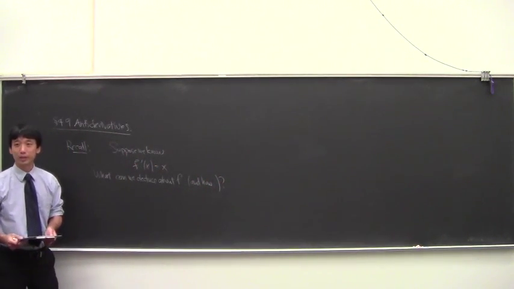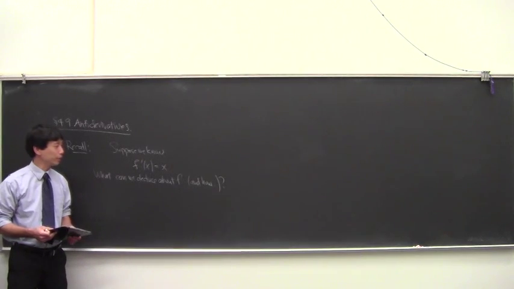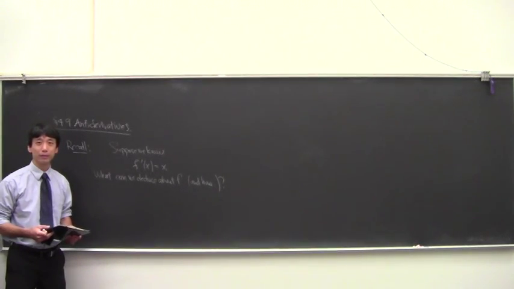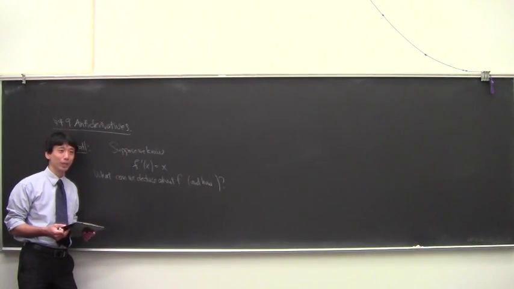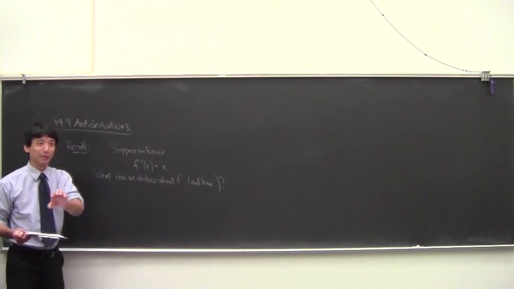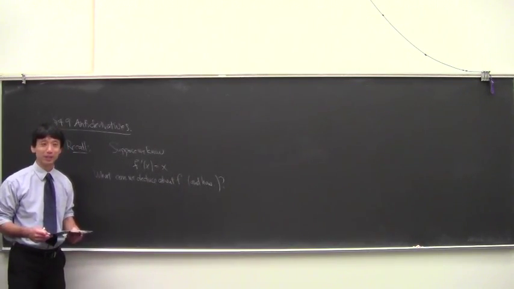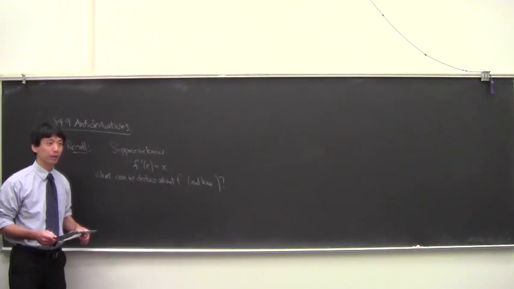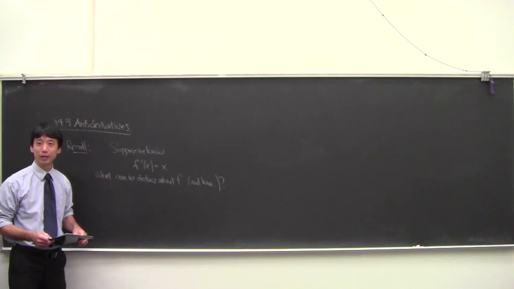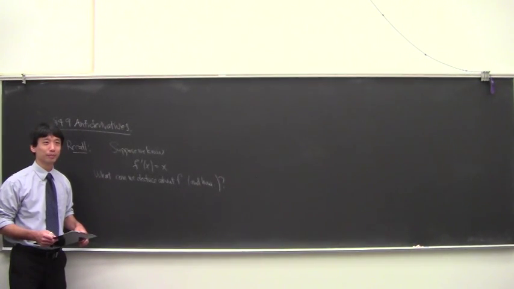Suppose you know that f prime of x is x. What can you figure out about f itself? I actually want you to think about it for just half a minute. No, I don't want you to think about it. I want you to talk to somebody for half a minute. Talk to somebody next to you. What can you say, and how do you know that? What can you say about it, and how do you know that you can say it?